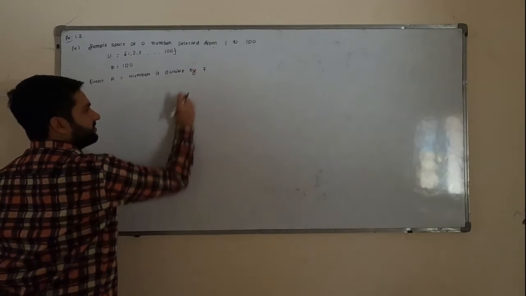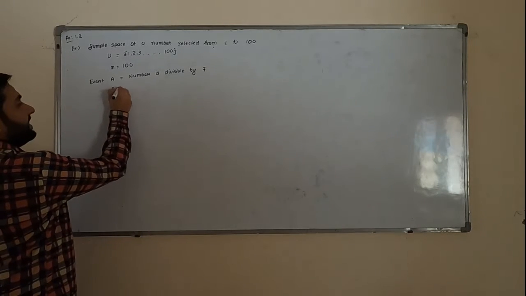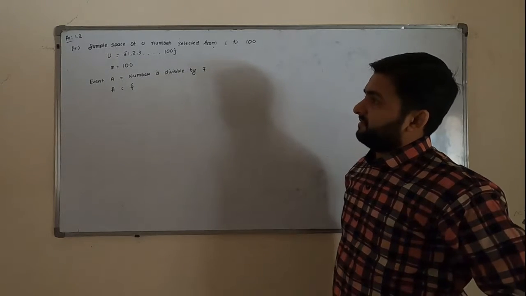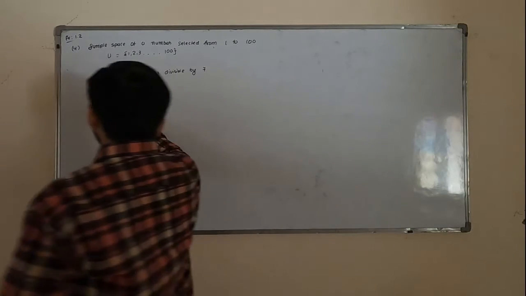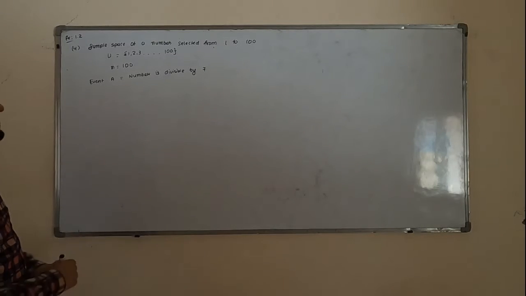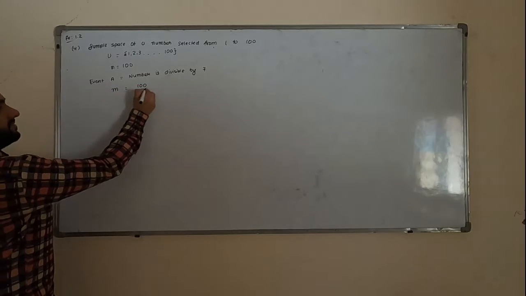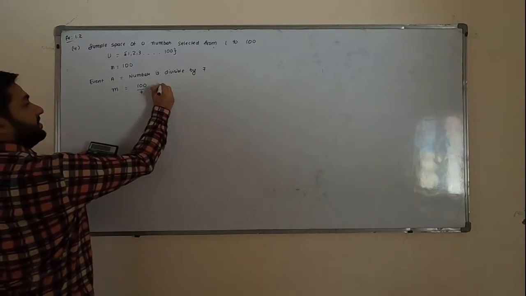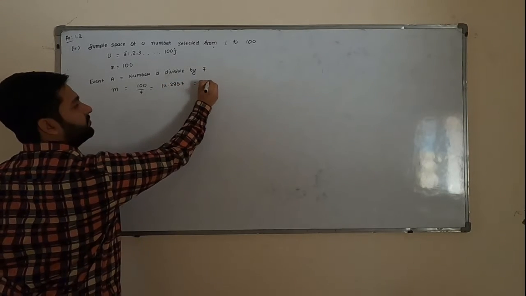Now I will explain one thing. For the elements of set A, if it is possible to write, you can write all the multiples of 7 from 1 to 100. But if the elements are so many and it is not possible to write, then we can directly calculate m equals 100 divided by 7. Let's see what we get in the calculator: 100 divided by 7 is 14.2857, which means 14 numbers.